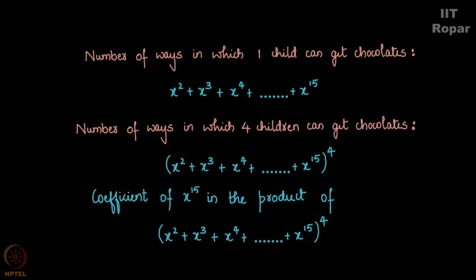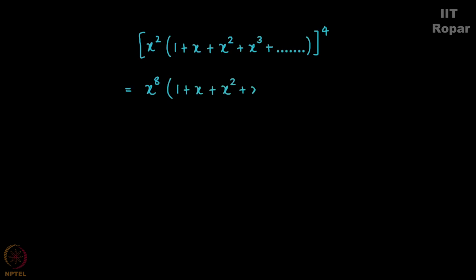Now, what I'm going to do is take out x square common here. So what does it become? X square into 1 plus x plus x square, so on. I'm not going to end it up with a finite term. I'm going to leave it as it is. It will not matter much. You will observe it very soon. The whole power 4. Now, x square to the 4 is x to the 8 into 1 plus x plus x square, so on, the whole power 4.